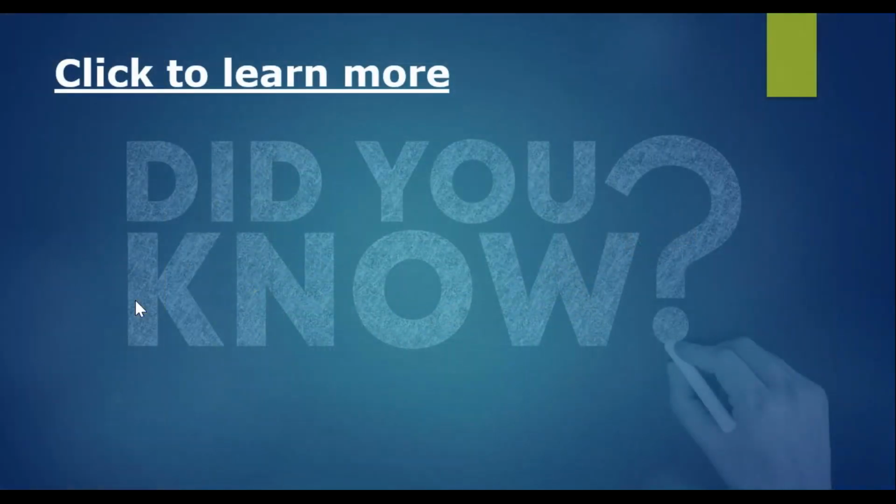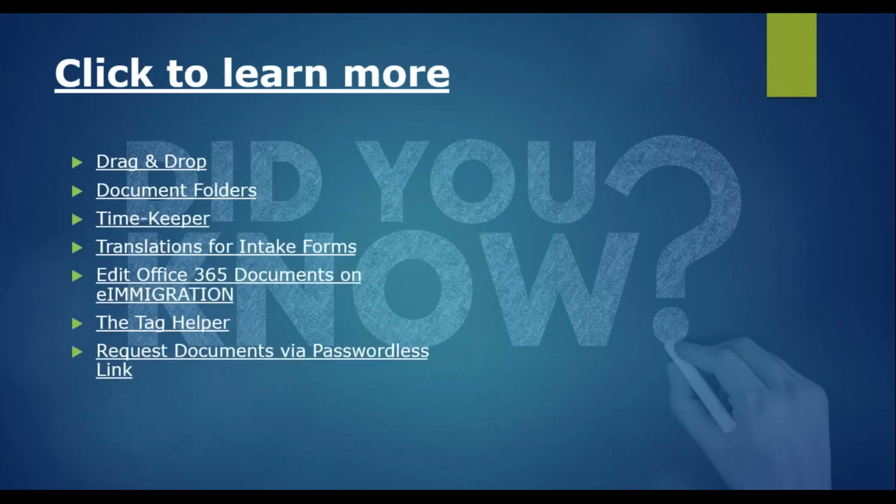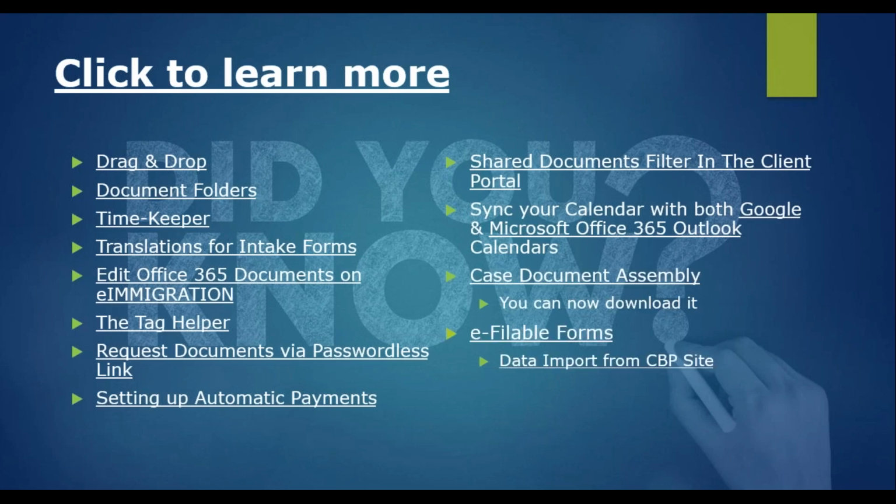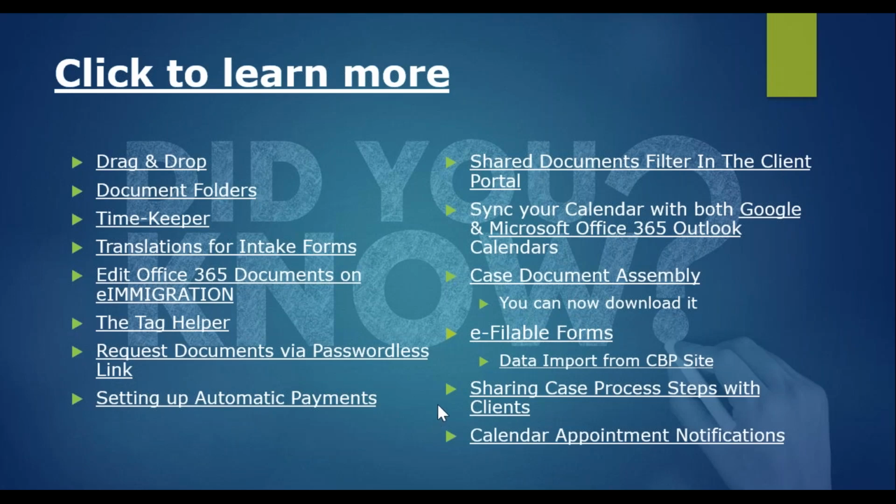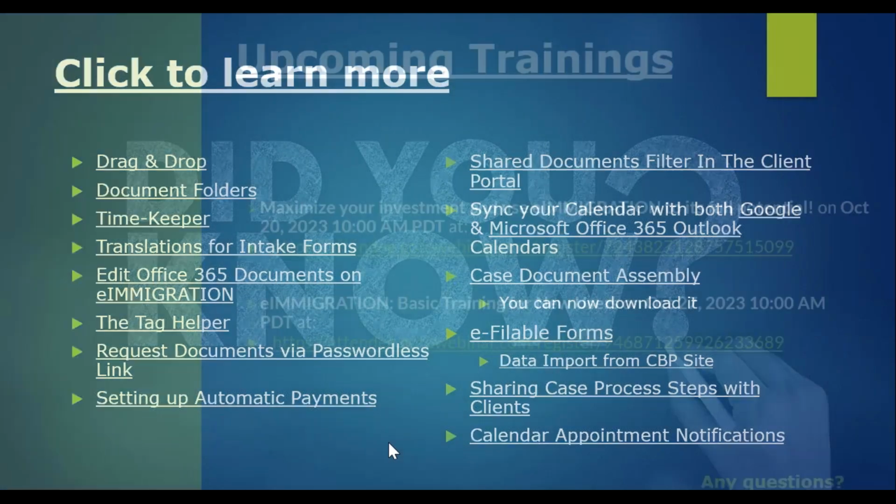Now, we have other areas of the system that you probably are not aware of. So we have a Did You Know section that, again, you can click on these links to learn more, such as the timekeeper or the tag helper, billing, payment plans that you can set up automatically. Did you know that if you have e-filing, you can also import data from the CBP website, the I-94 and the travel history entries and arrivals? So please, if you are not yet subscribed to e-filing, contact our sales team. Or did you know that you can share the status with your clients, the process steps, and the progress of the case?